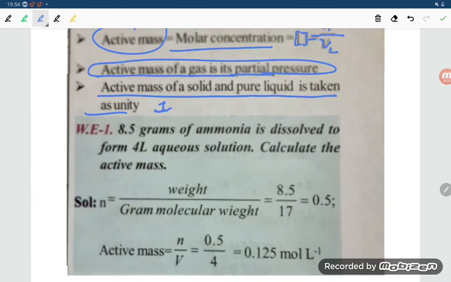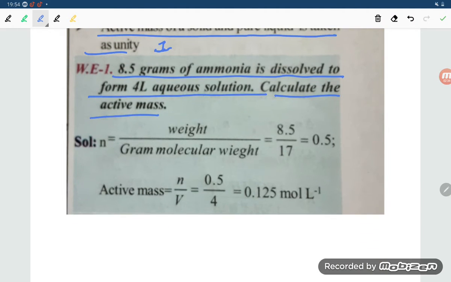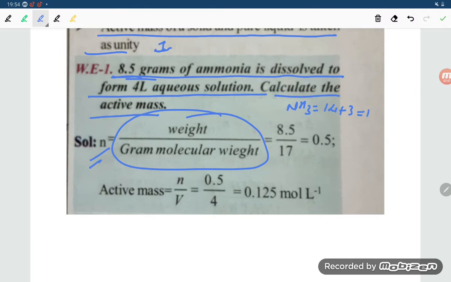Now let us have a look at the question. 8.5 gram of ammonia is dissolved in 4 liter of aqueous solution. Calculate the active mass. First of all, we have to calculate the number of moles, given mass by molar mass. Given mass is 8.5 gram, and molar mass of ammonia is 14 plus 3, that is 17. So the number of moles is 0.5.